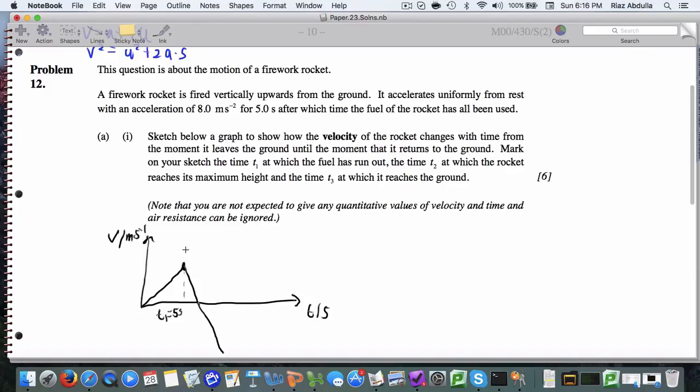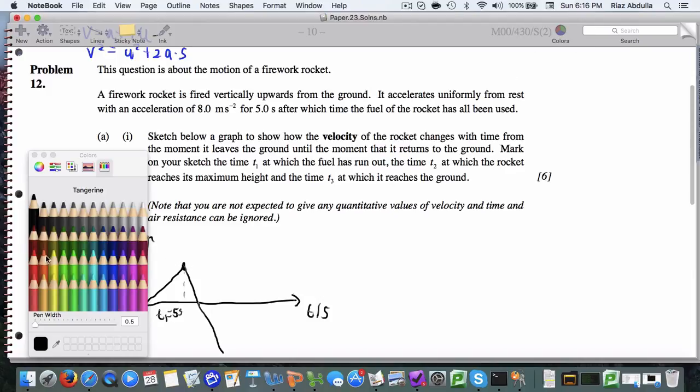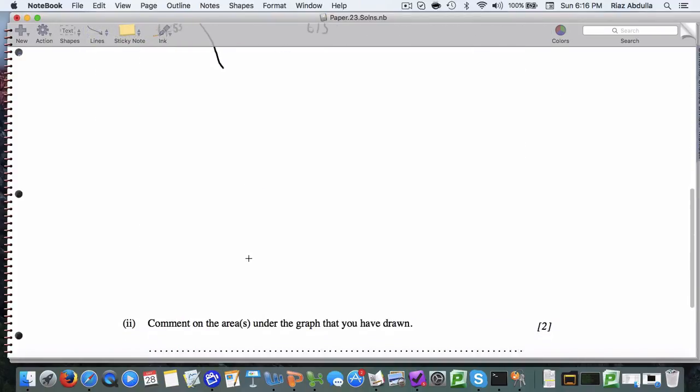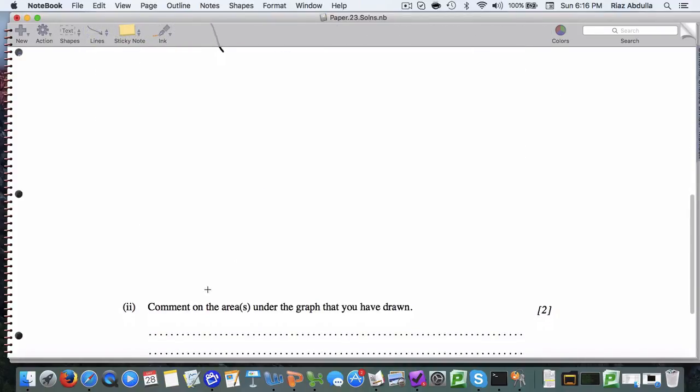So one thing I want to say, this is a little bit of overkill. I don't think the IB requires this, but I'm just going to be clear. The slope here is 8 meters per second squared, and the slope here is negative 10 meters per second squared because of the acceleration due to gravity. And it says comment on the area under the graph you've drawn.